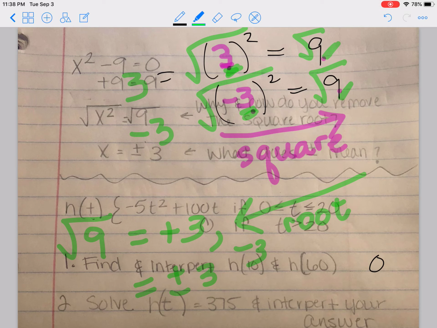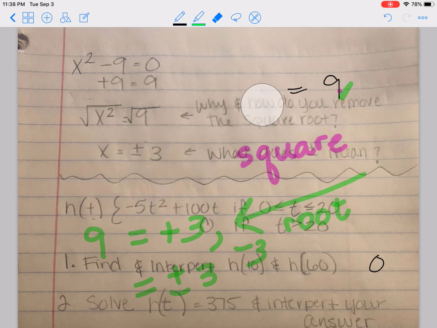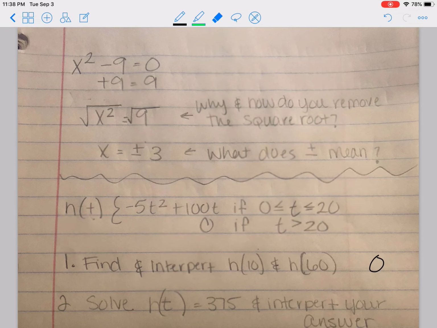Okay, so I hope that helped with this first question. Remember, square root just undoes the square, so when you wrap and unwrap, you're isolating your x. That's the whole point of square rooting the square, isolating that x. And so when you square root the other side, square rooting any number is going to give you plus or minus the root.